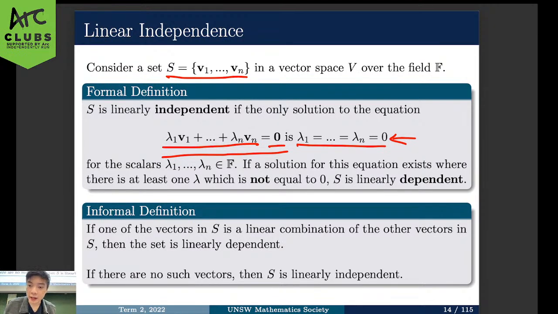And what this means is that if it's linearly dependent, there must be a solution where at least one scalar is non-zero. The other definition, which is more informal, is if we have a vector in S which can be made up of the other vectors in S as a linear combination, then the set is linearly dependent. And if there aren't any such vectors, S is linearly independent.